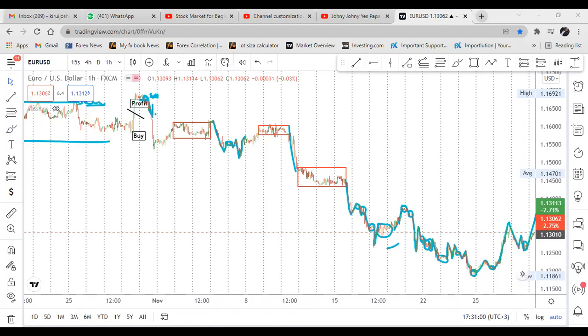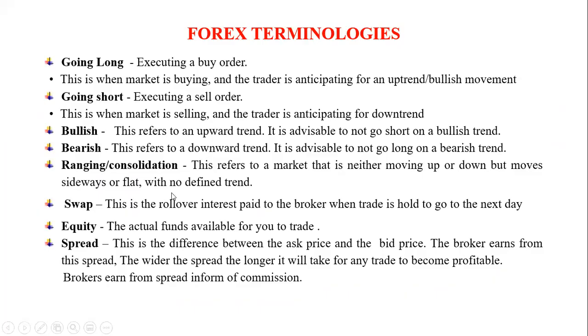Okay. Let me take you back to our notes. So also there is a swap. There is this term called swap.